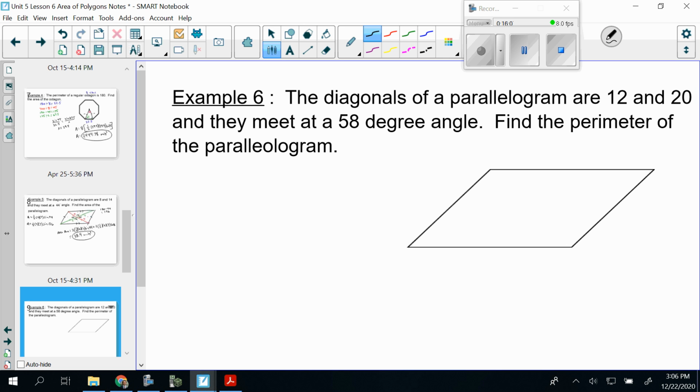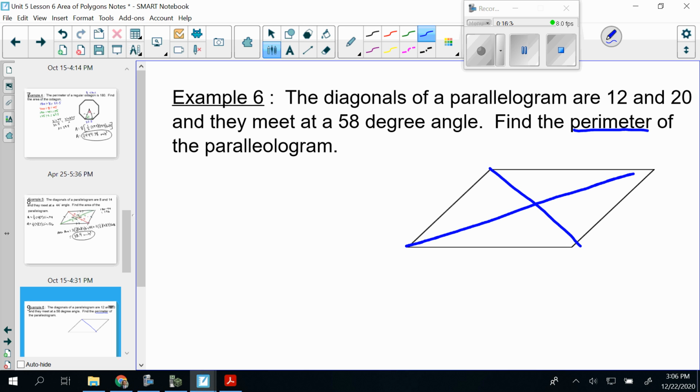Similar one here. This one gives us the diagonals and the angle they meet, but it is telling us something different. They don't want us to find the area on this one. They actually want us to find the perimeter. So let's do the same thing. Let's draw in those diagonals.